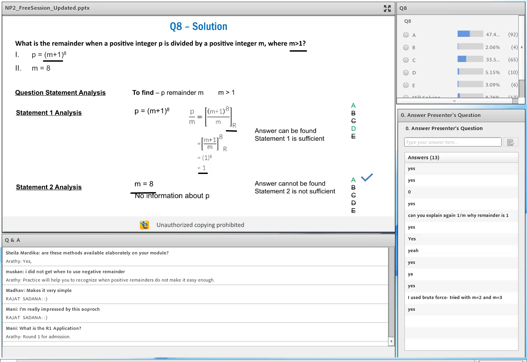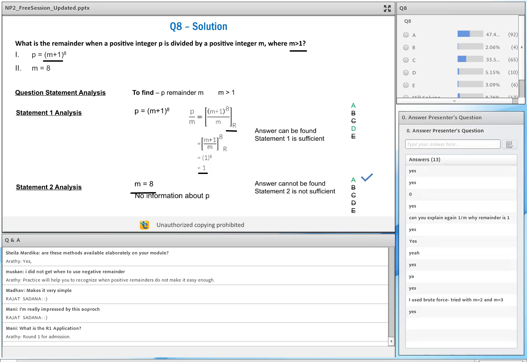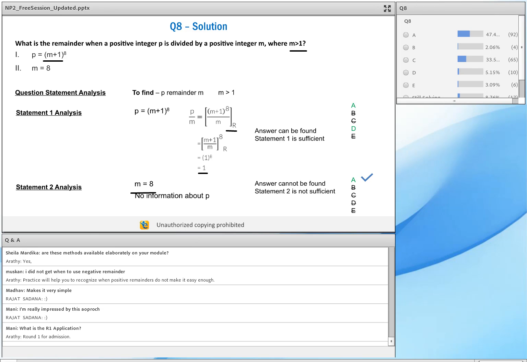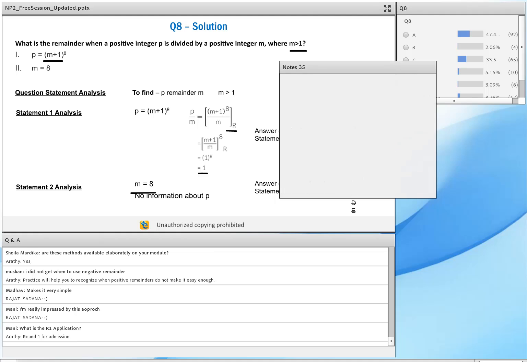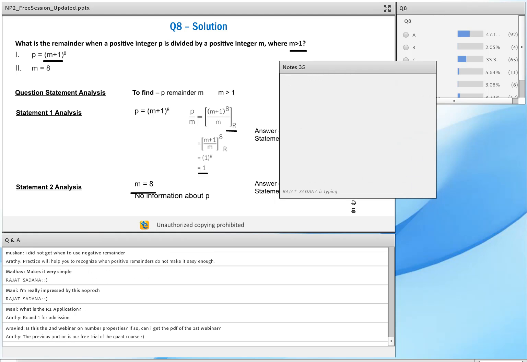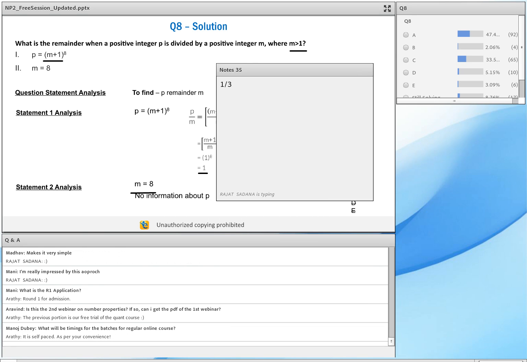Bindu says, can you explain why the remainder of 1 by m is 1? Okay, I can, Bindu. Let's do that. What is the remainder of 1 divided by 2 or 1 divided by 3? What is the remainder of 1 by 3? We make this bigger. What's the remainder of 1 by 3?